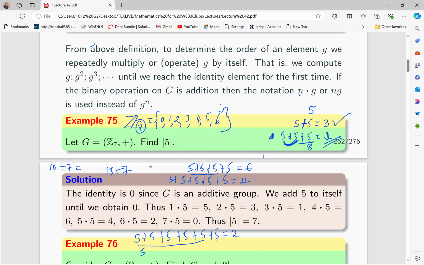What about 5 7 times? 1, 2, 3, 4, 5, 6, 7. This will be 0. So for those who don't know, we just added these 5 7 times, that is 35. 35 divided by 7 goes there 5 times, but we are interested with the remainder. So the remainder is 0.